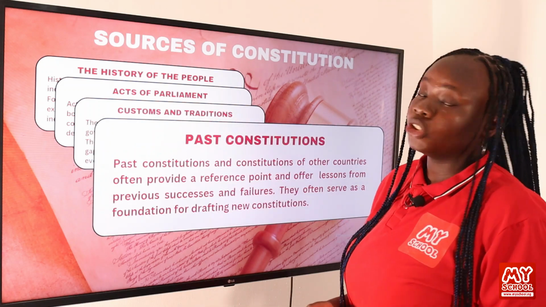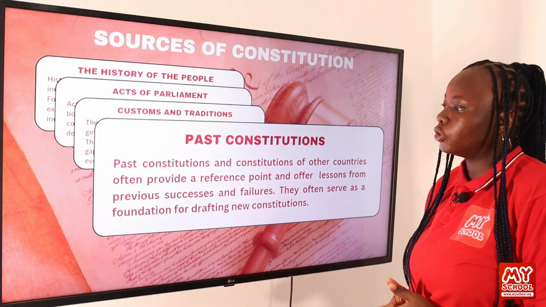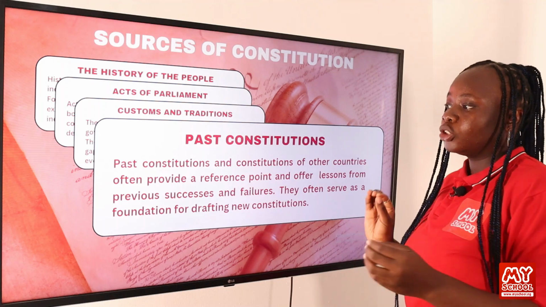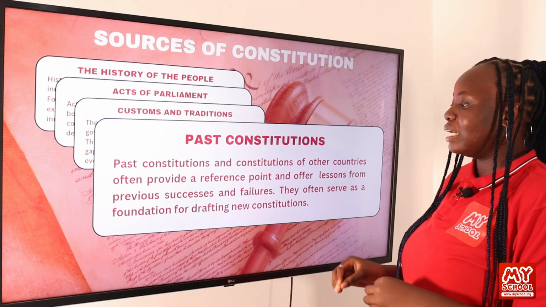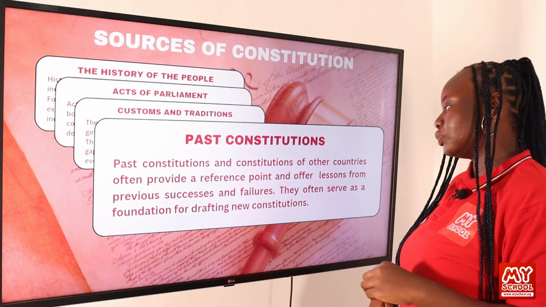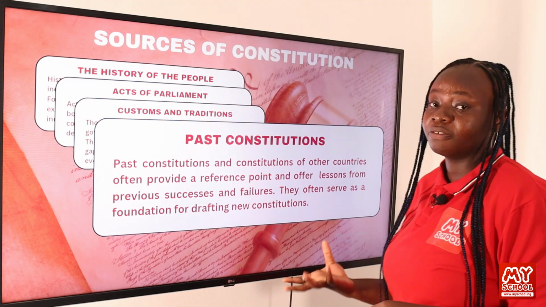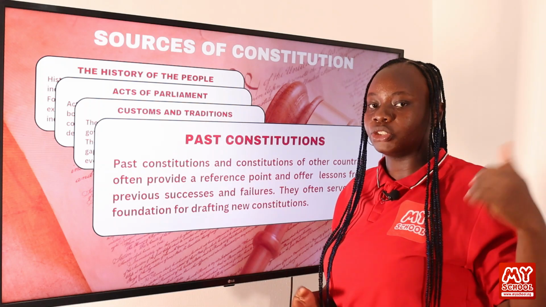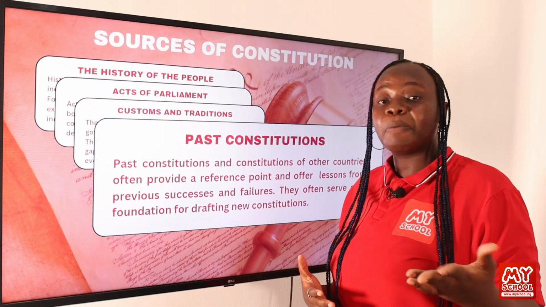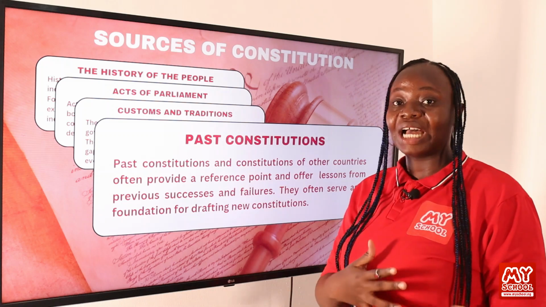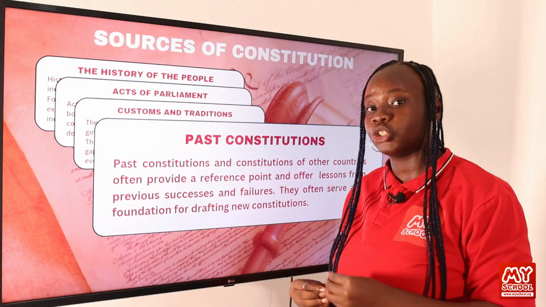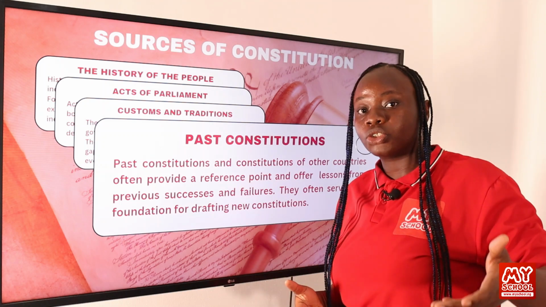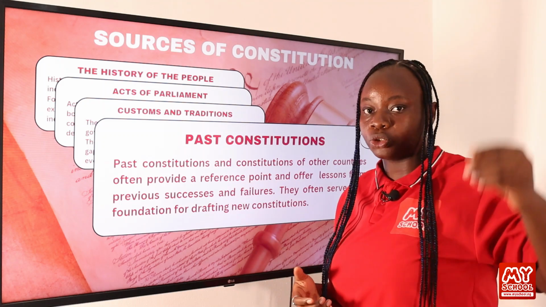All right, past constitutions can also be a source of constitution. So past constitutions and constitutions of other countries often provide a reference point and offer lessons from previous successes and failures. They often serve as a foundation for drafting new constitutions. In the colonial era, we had 4 different constitutions, and during the independence and post-independence era, we also had different constitutions. So all these constitutions guided how the 1999 constitution should be written based on the successes and the failures of each of these constitutions.